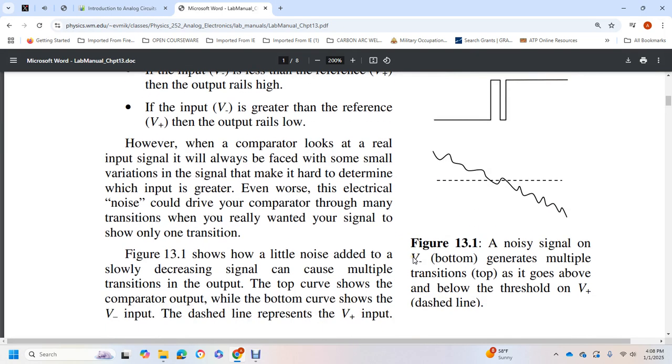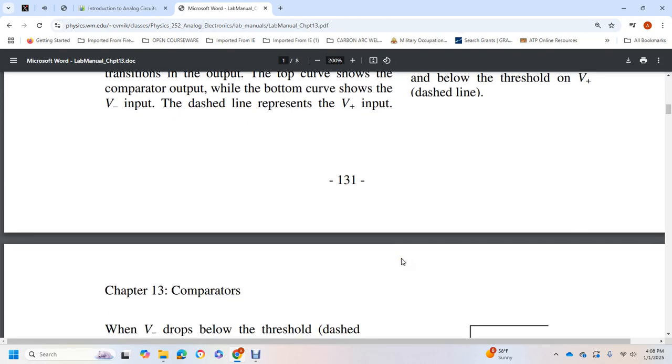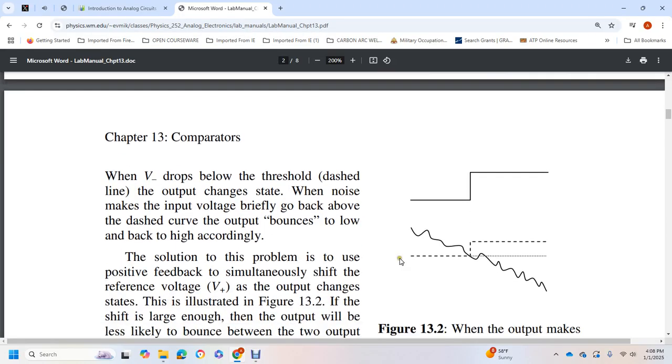Figure 13.1 shows the noise on the negative voltage input at the bottom, which generates multiple transitions. The top goes from high to low when the negative voltage drops below the threshold dashed line. The output changes state, but when the noise briefly makes the input voltage go back above the dashed line, the output bounces back to high accordingly.